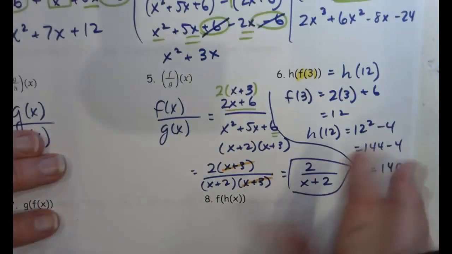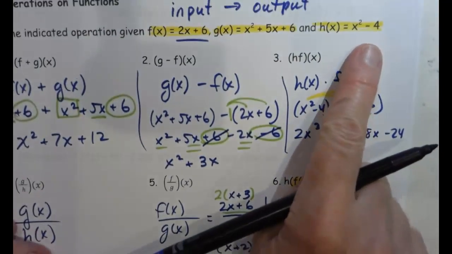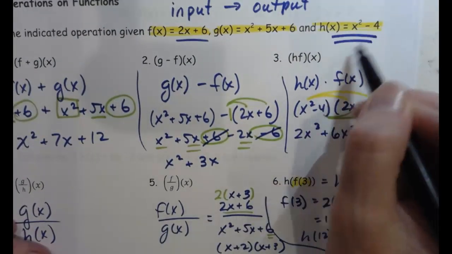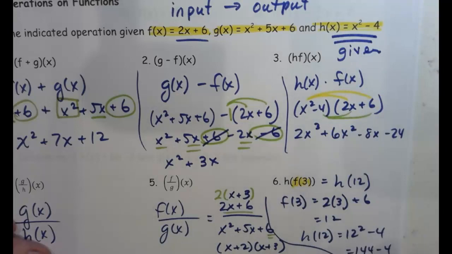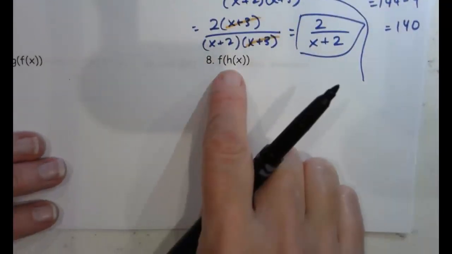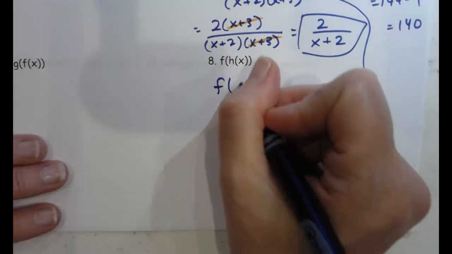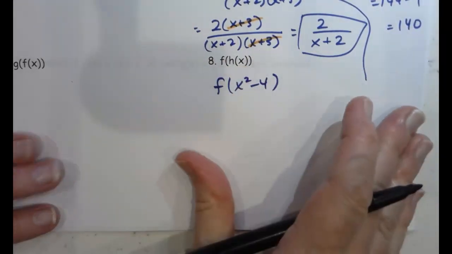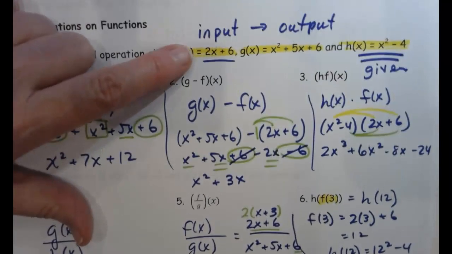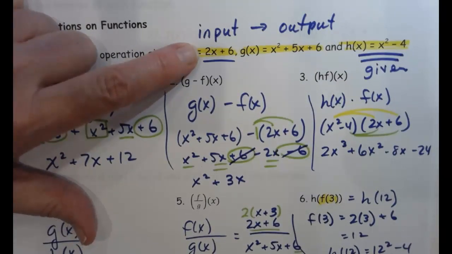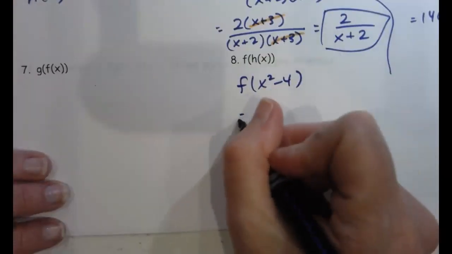So what is h of x? H of x is x squared minus 4. It is a given. We're going to take it and we are going to substitute it in. F of h of x, which is x squared minus 4. What does the f function tell us to do? Double and add 6. So let's do that.